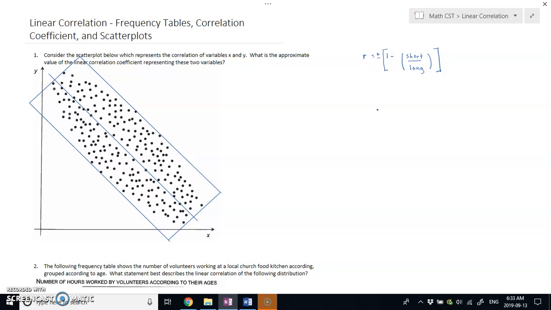The first kind of question that I'm interested in is one involving a scatter plot. And scatterplots have been a real mainstay of the exam for about the last 5 years or so. So let's make sure we know what we're dealing with when we look at one. Now I've taken the liberty of drawing a box around the scatter plot given in a question. And it says consider the scatter plot below, which represents the correlation of variables x and y. What is the approximate value of the linear correlation coefficient representing these two variables?